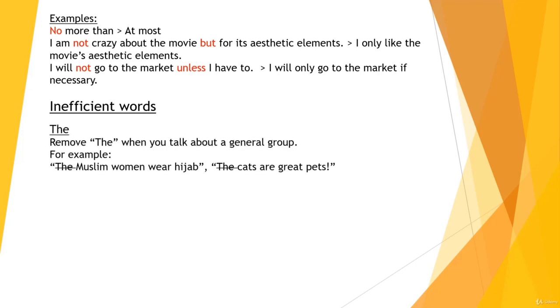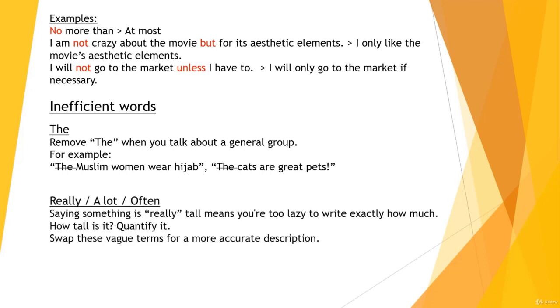"The." Remove "the" when you talk about a general group. For example, Muslim women wear hijab. Cats are great pets. Also, "the" should be removed if repeated in a list. For example, the 20s and 30s. Saying "the" twice is unnecessary, as long as they are not interrupted by other words. Note that this doesn't apply for "a" or "an," as they should always appear before a singular noun.